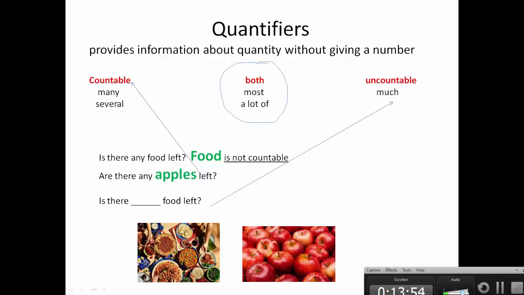Is there much food left? It's uncountable, but we can refer to it as much. We could also say, is there a lot of food left? That would work.